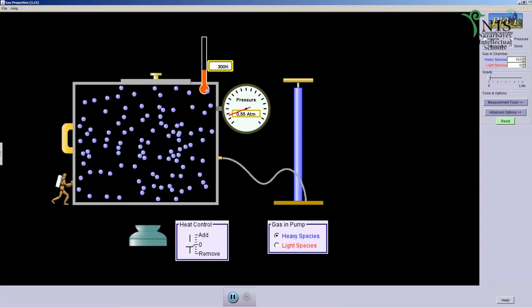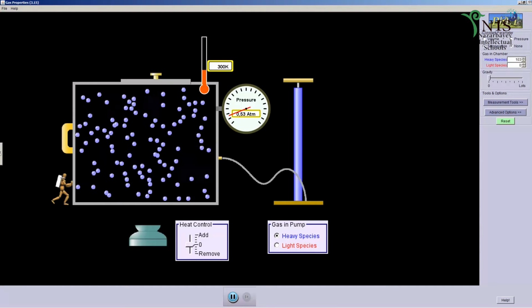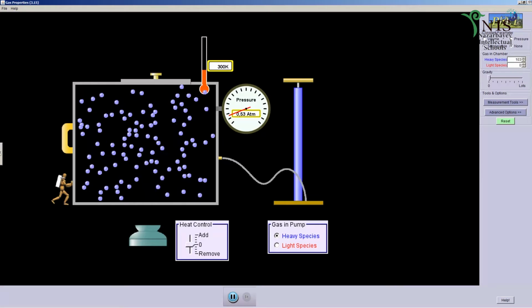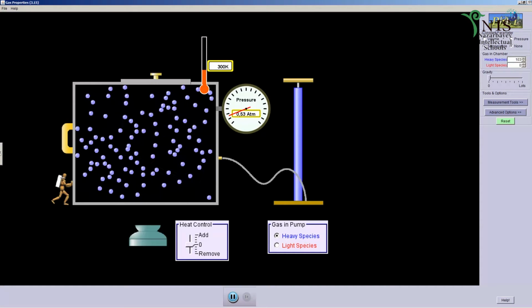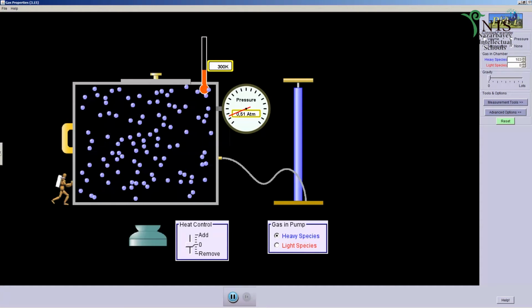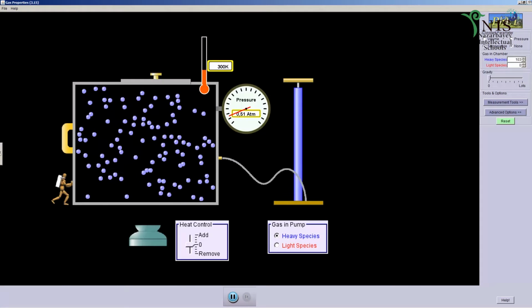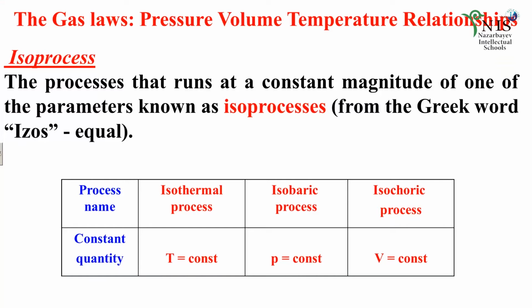Application of the laws of mechanics to the motion of the molecules leads to the connection between the average kinetic energy of molecules and the absolute temperature of the gas. Let's talk about gas laws in more detail.